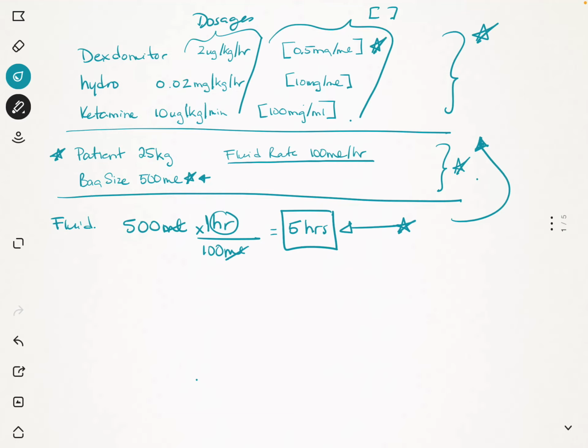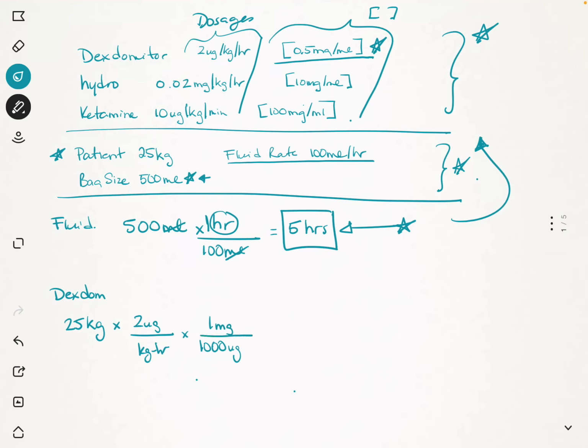So let's start with dextromethorphan. Okay, so we've got dextromethorphan. We said our patient is 25 kilograms. And let's use dimensional analysis for this. We can go ahead and we can do it pretty much all in one go, in one equation, as long as we set it up properly. So we've got 2 micrograms per kilogram per hour. Now, our drug concentration is in milligrams per mil. So I can't just plunk that in yet. I need to do a conversion. I need to get my micrograms into milligrams. And there are 1,000, so this is our conversion factor, 1,000 micrograms in 1 milligram.